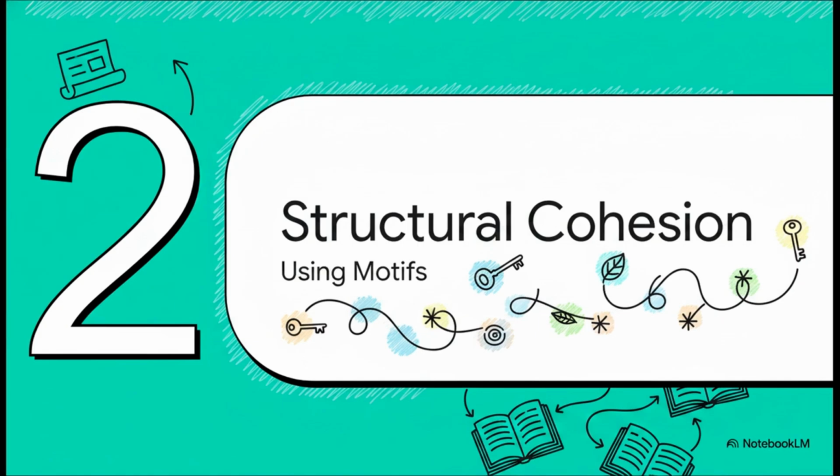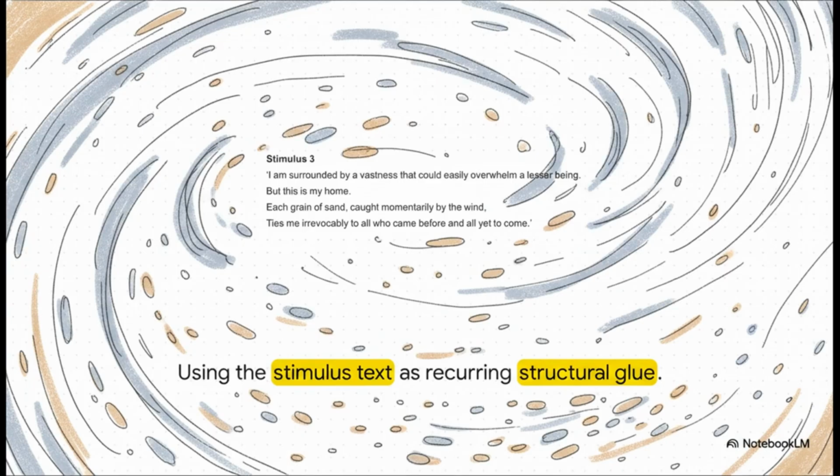Section 2, Structural Cohesion Using Motifs. So the exam provides stimulus materials. And honestly, lower-scoring students often just reference an image or a quote once, tick the box, and completely forget about it. But high-scoring students, they utilize the exam stimulus continuously as structural glue.